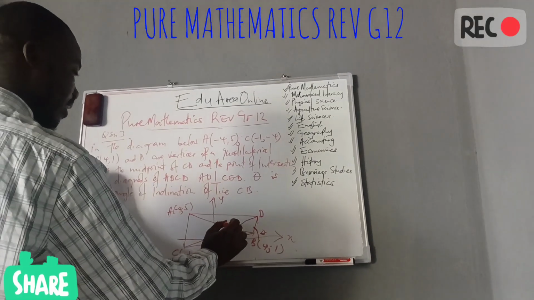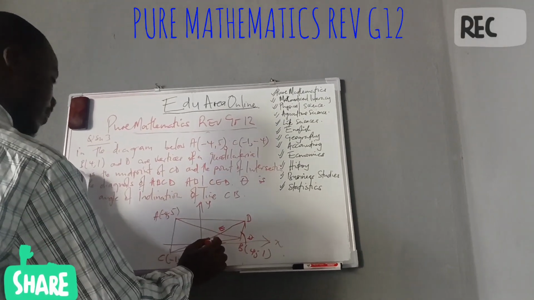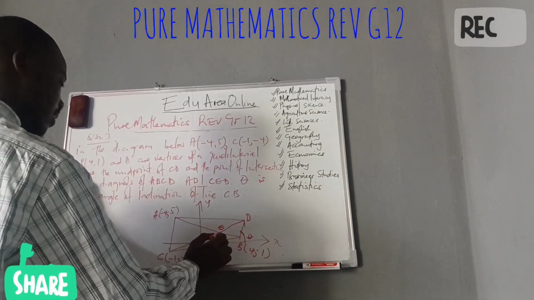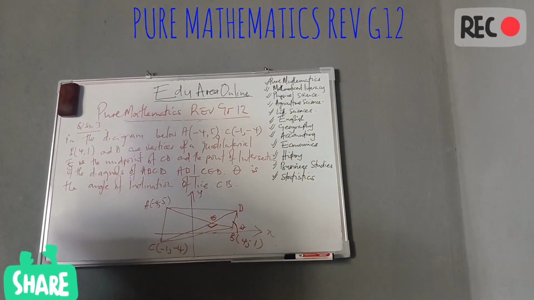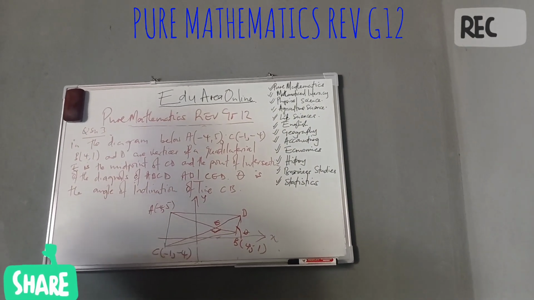So we're saying here we had E on that, and here we had a right angle. That means it's 90 degrees on that part. So this is all that the diagram was saying.